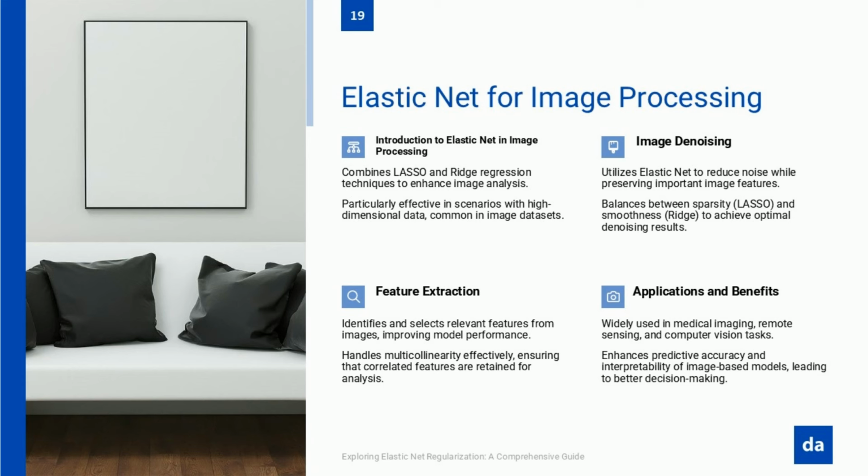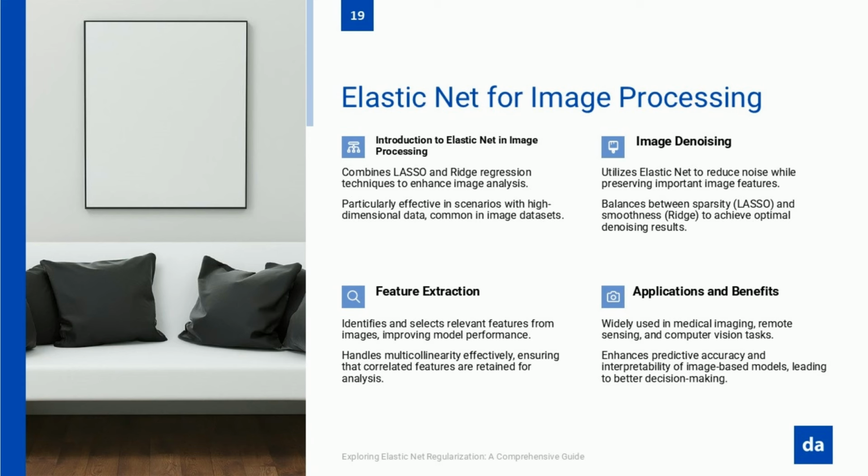One of the biggest applications is in medical imaging. Take MRI scans, for example. Doctors need to identify patterns that indicate diseases like tumors or neurological disorders. Each scan contains hundreds of thousands of pixels, and many of them carry overlapping information. Lasso might eliminate useful pixel groupings, while Ridge would keep everything, including irrelevant noise. Elastic Net provides the perfect balance, ensuring that only the most relevant image features are used for diagnosis.